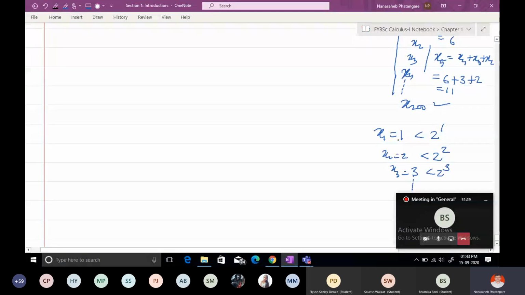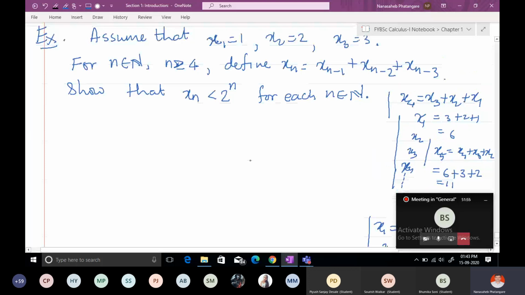For 1, 2, 3, 4, 5, it is easy, or if you sit down and do the calculation, you can prove it for x100 also. But can you prove it for x1000? You could spend 2 days to check for x1000. But can you check for x2001? That is difficult, right? And therefore we should prove in general that xn is less than 2 raised to n for each n. So induction helps, as you can prove it for the general case.